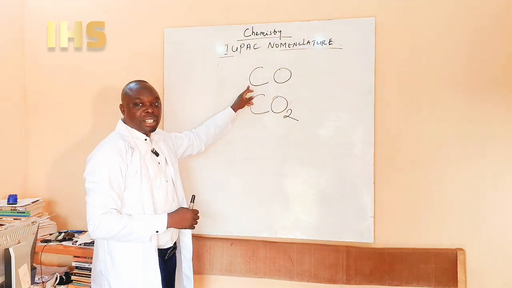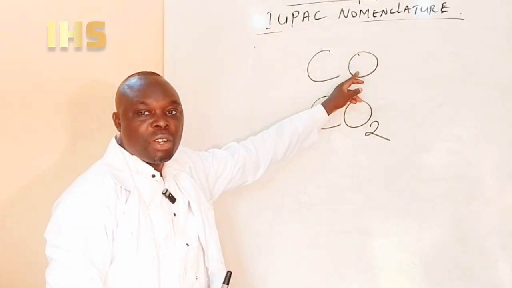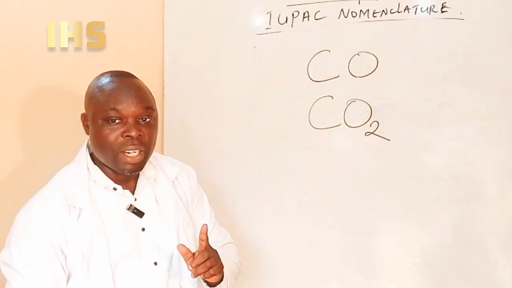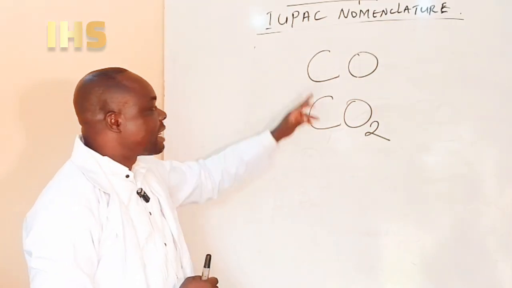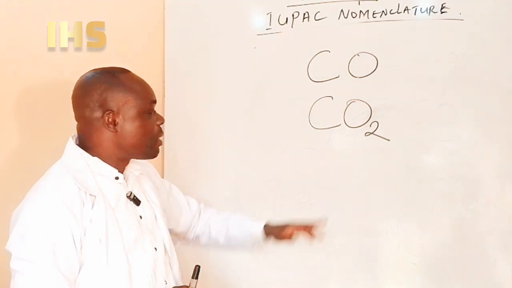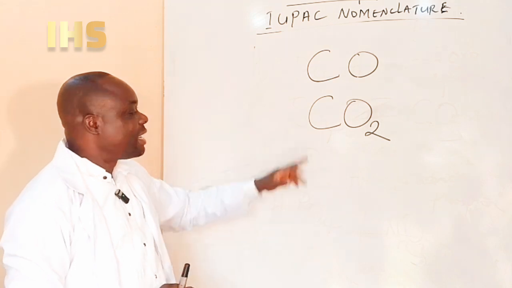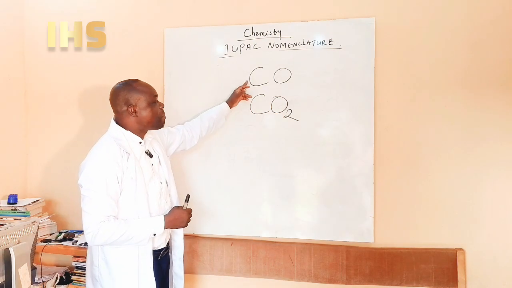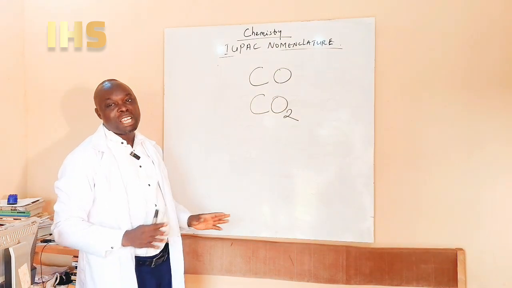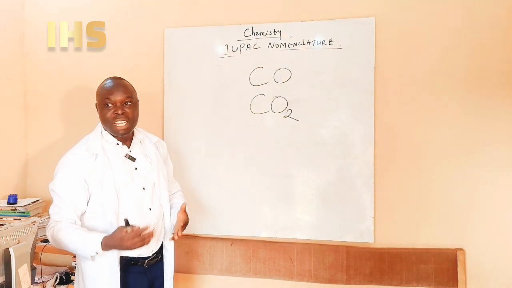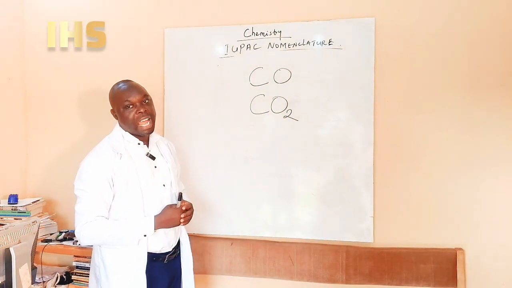With this one now, let's call its old name. This old name, how many O is here? We have only one O here. So this is called carbon monoxide. This one is 2. There are 2. This is called carbon dioxide. This carbon monoxide and carbon dioxide are now old names. The new name of this one now is called carbon 2 oxide.